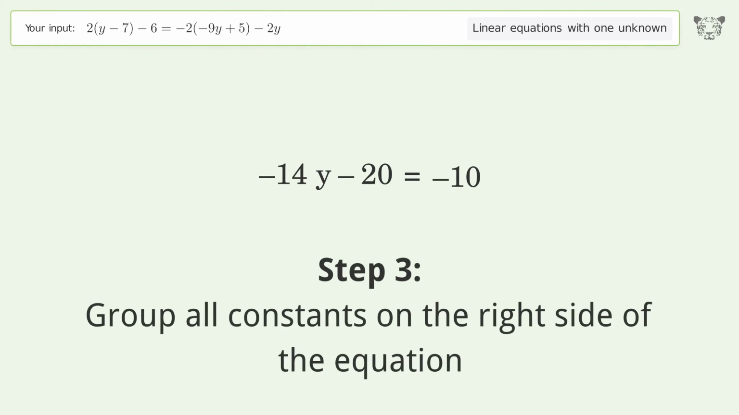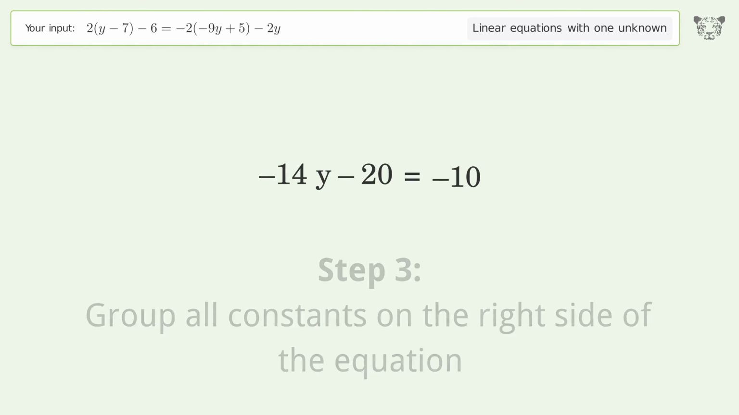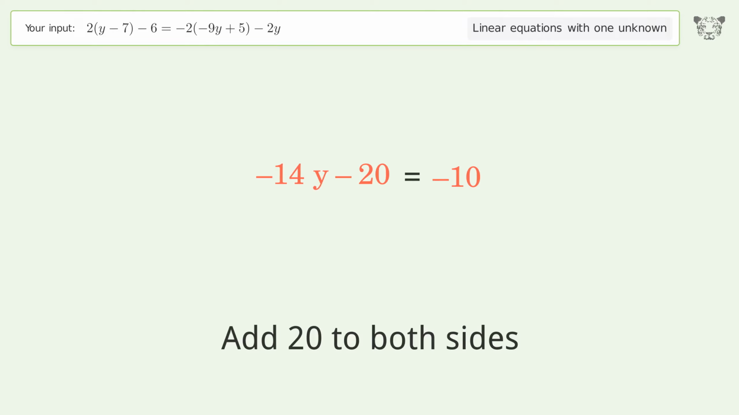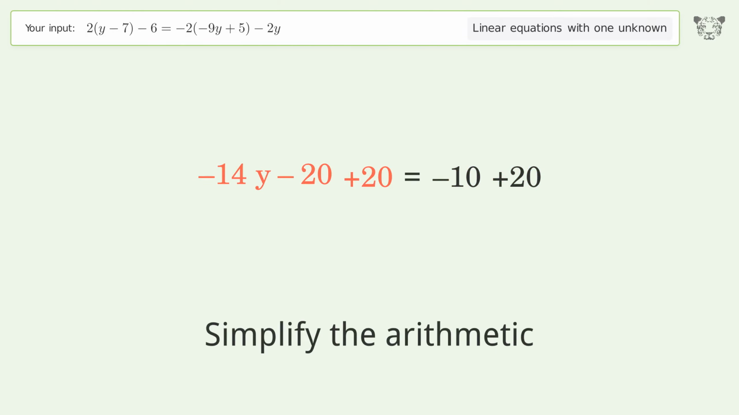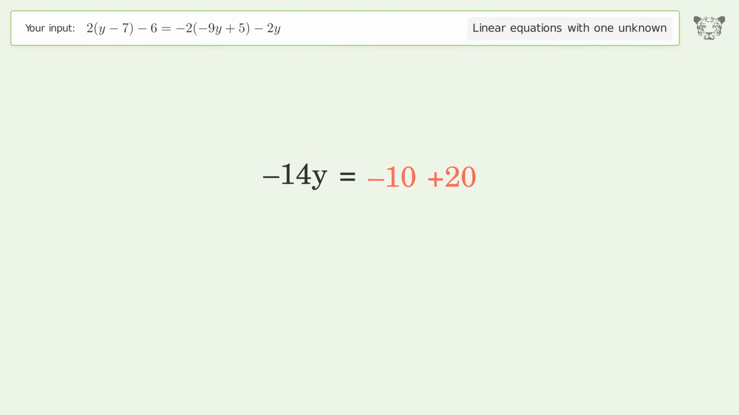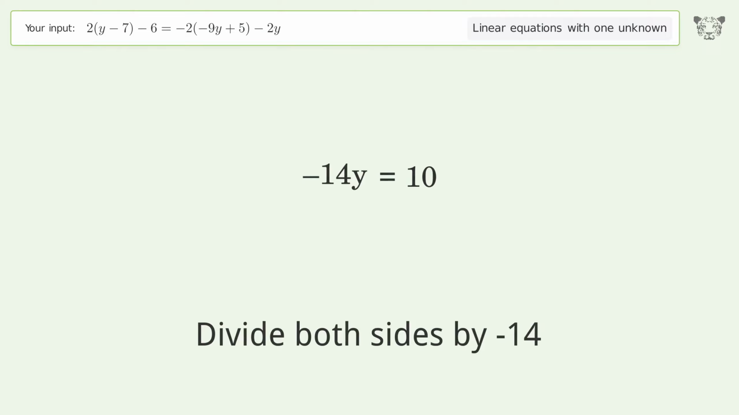Group all constants on the right side of the equation. Add 20 to both sides. Simplify the arithmetic. Isolate the y. Divide both sides by -14.